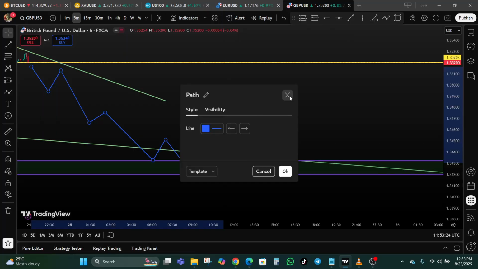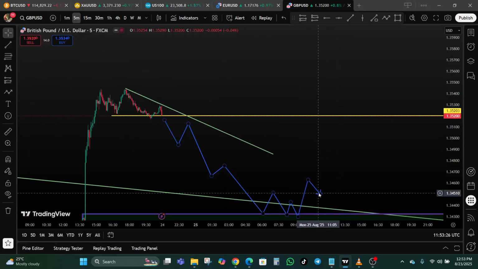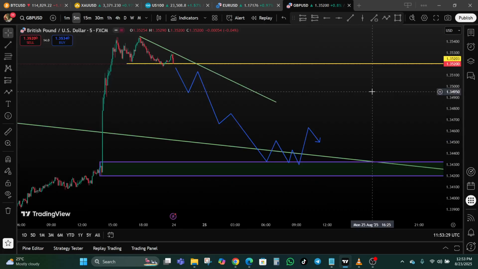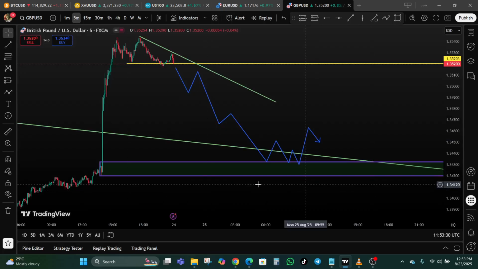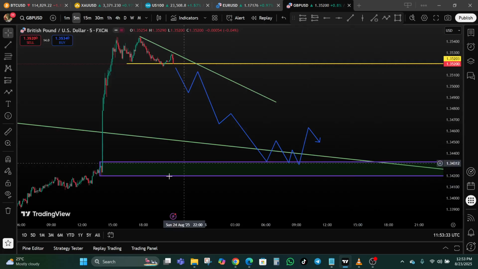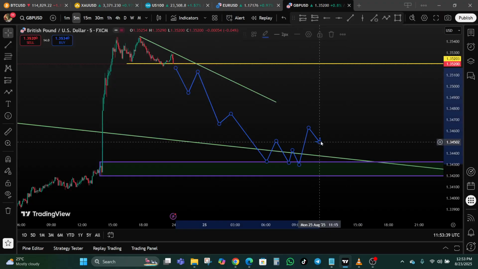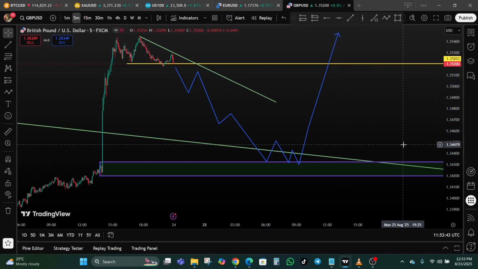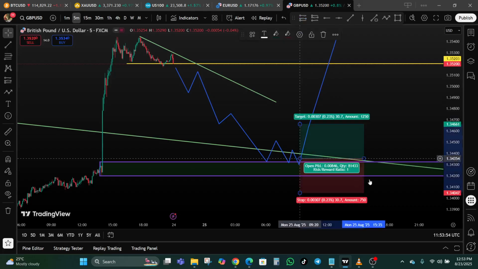So now, whenever you have identified a mitigation zone, mitigation block, you can come down to the lower time frame, watch out for confirmations, watch out for how price reacts, and do the needful. Always get confirmations before taking the trade. Always get confirmations. It's very, very important. If you get a confirmation around here, you can hop into that trade.